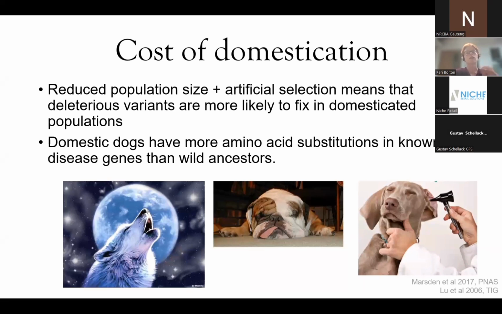Indeed, the loss of genetic diversity and the kind of inbreeding that goes on in the domestication process means that there's a cost to domestication as well. Many of you who may have been involved with purebred dogs know they have a whole suite of health problems, and this is owing to the domestication process. Genetics has found that domesticated dogs have more amino acid substitutions in known disease genes than their wild counterparts. And so domestication has caused these dogs to be unhealthy.